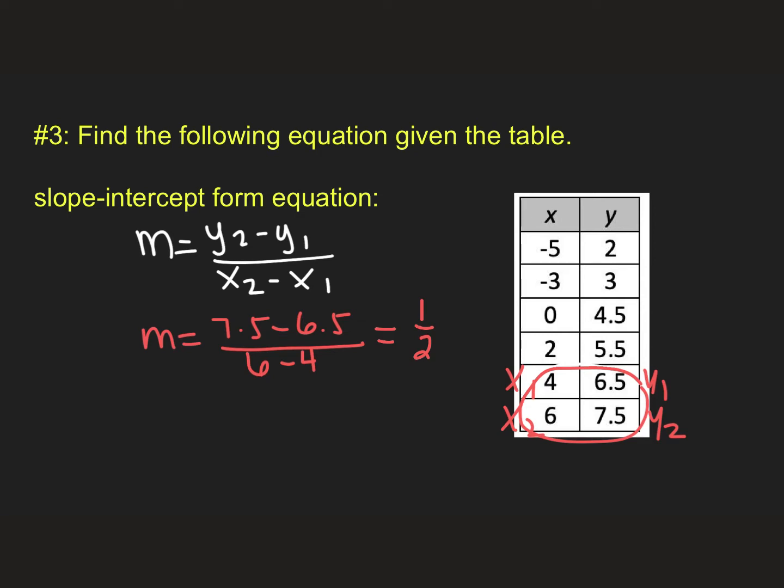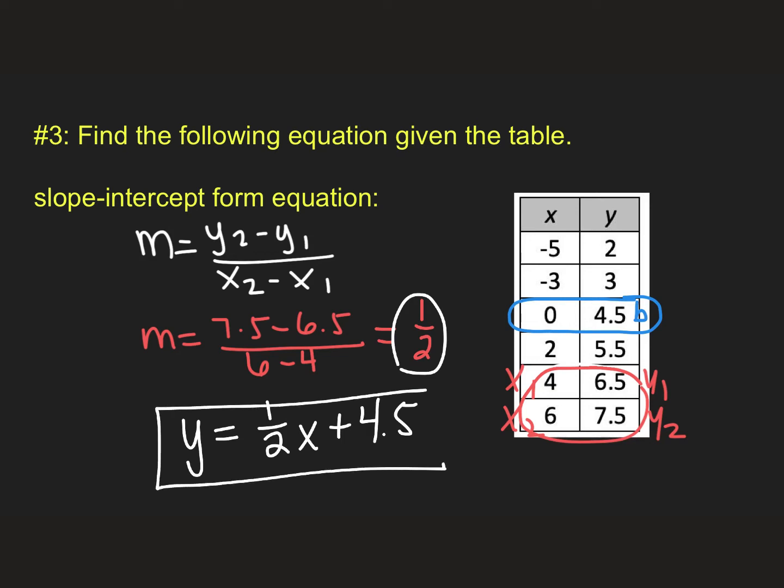Remember, I need 2 things to write my equation. I need my slope and I need my y-intercept. The y-intercept is where x equals 0. And where x equals 0, the number next to it, that y value, is my y-intercept. So after you find your slope for this problem, luckily you can use your table, and your table shows your y-intercept, again, where x is 0. And that is your equation in slope-intercept form.